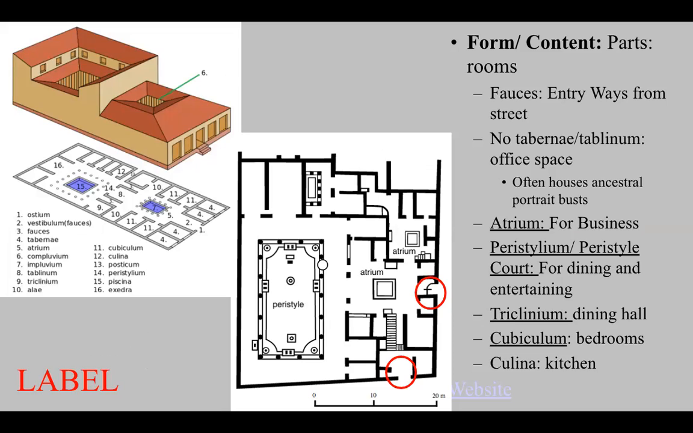So it has a triclinium, which is the dining hall. And for the life of me, I can't remember. I think it's this one right here. I think that is where the mural paintings are that we're going to look at. And so that would be a dining hall. And then it has bedrooms and a kitchen. Typically the bedrooms were near the peristyle or the atrium because the fresh air would be good for sleeping. And the kitchens typically were in the back because of fires.